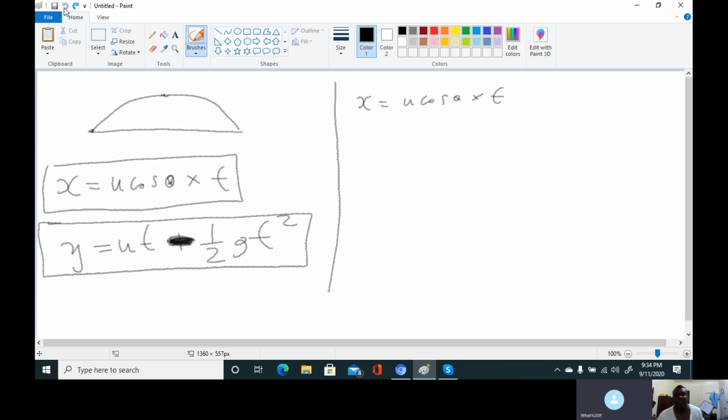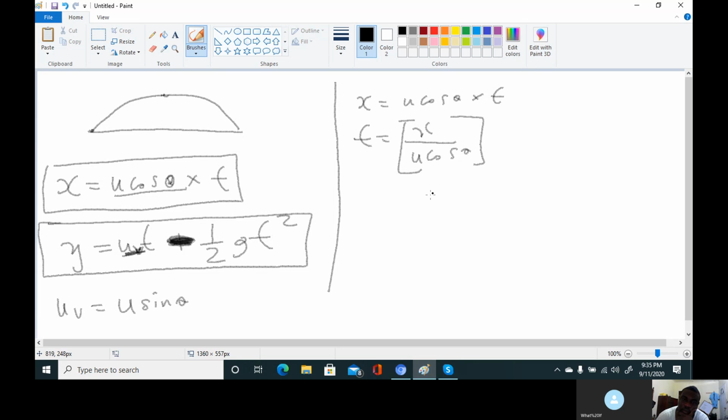All right, so x is equal to u cos theta times t. For this one now, this is the vertical velocity, so this is where information was lost. This part is okay: x is equal to, make t the subject of the formula, I'm going to have x over u cos theta. That part is good. But this, remember, we analyzed the vertical motion to get this. So this uv, the vertical velocity, is actually u sine theta. That is what I left off. So that should be u sine theta.